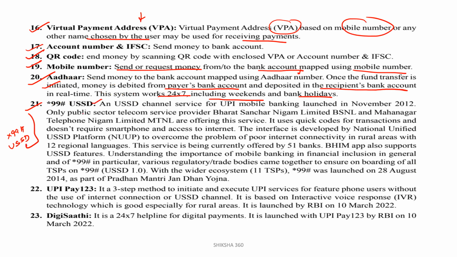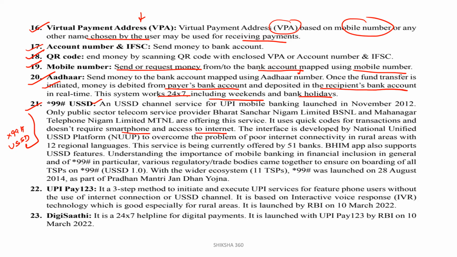So it is a USSD channel service for mobile banking launched in November 2012. Only public sector telecom services, clear, like at that time there was no internet. Okay, internet was available, but not at such a high level or not that cheap. So only public sector telecom services, Bharat Sanchar Nigam Limited and Mahanagar Telephone Nigam Limited, offered this type of service. It uses quick codes for transactions and does not require a smartphone or access to the internet.